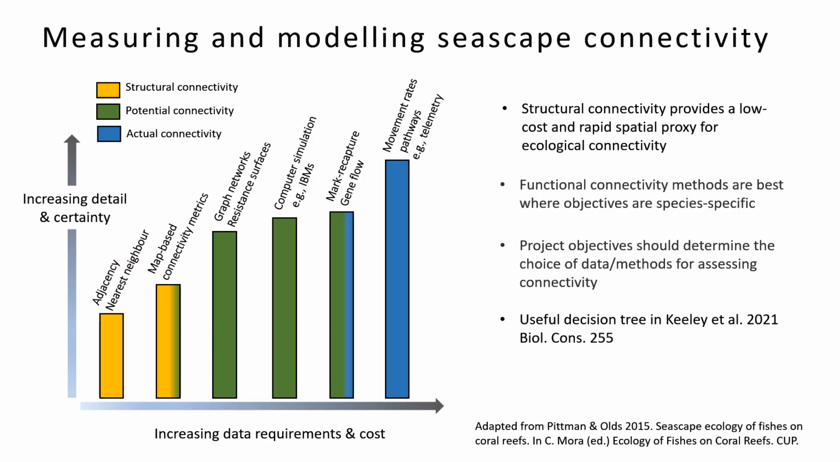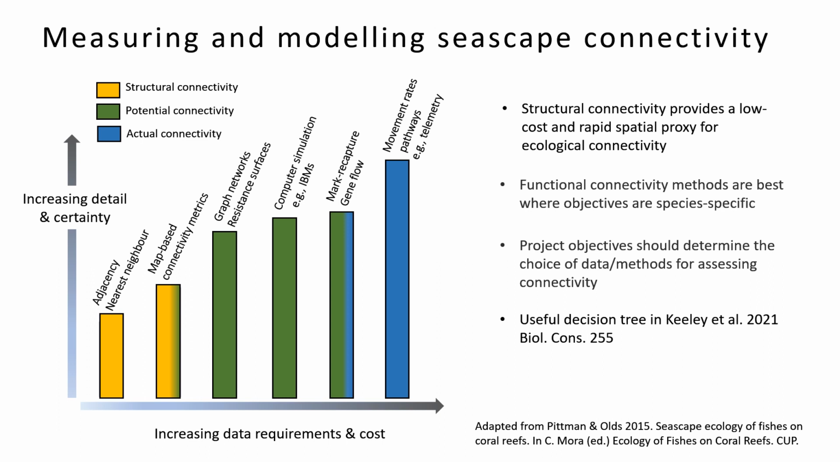There are now a bewildering array of analytical techniques available for modelling and mapping connectivity patterns. This figure shows how the different types of techniques vary in the detail and uncertainty they provide, and the data requirements and associated cost. Typically, the simple structural connectivity techniques, the yellow bars, are based on the spatial arrangement of structure represented in remotely sensed maps of the seascape. These can be rapid and cost effective, but typically they offer less ecological specificity than do potential connectivity techniques, here in green, such as network graphs and individual based models, which use some biological parameters.